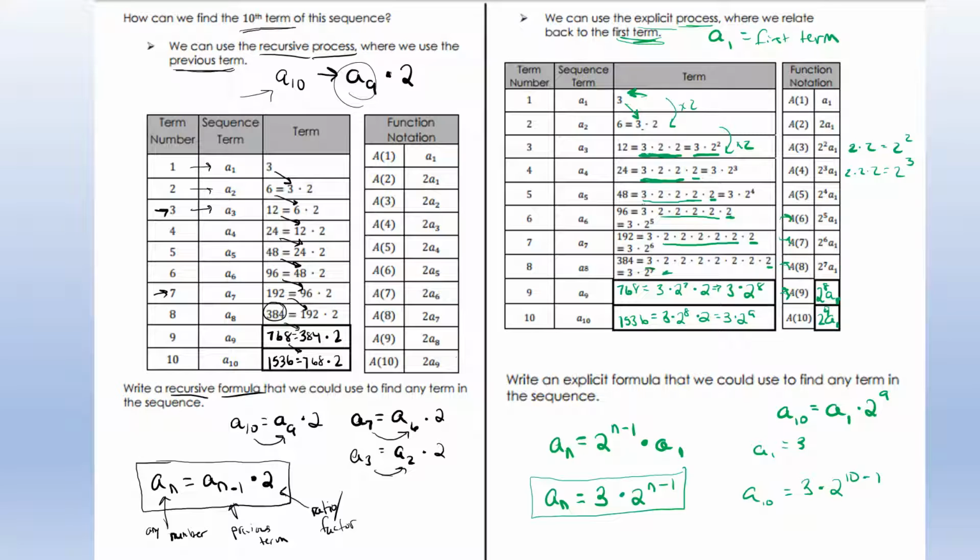AN is 3 times 2 to the n minus 1 power, based on the first term in the sequence, rather than the previous term. AN is still any number, but now I'm using the first term, and I'm multiplying it by 2, which is still that ratio that we had, right? Or the common factor. But now I'm multiplying that number 1 less than the number of times I'm looking for in my formula.